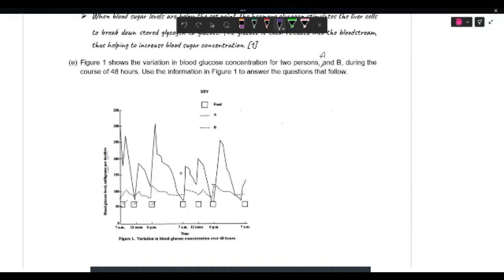And we notice there's a big difference between A and B. For A, you have these huge spikes of blood glucose levels, right? The amount of glucose in the blood gets really high after eating some food. And notice it takes a long time to drop back down to previous levels, right?